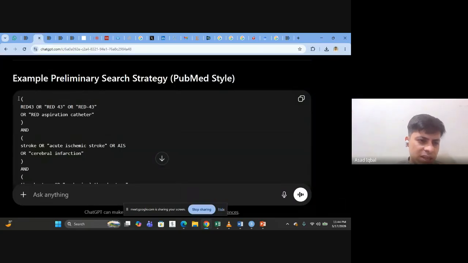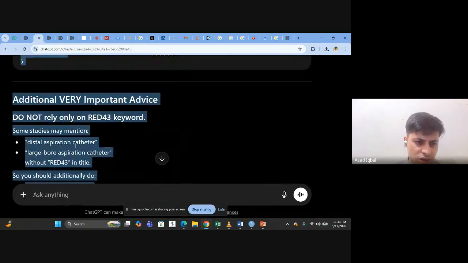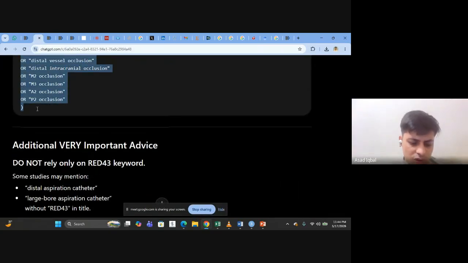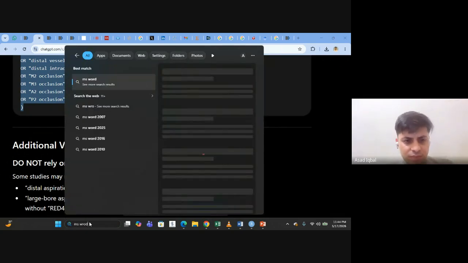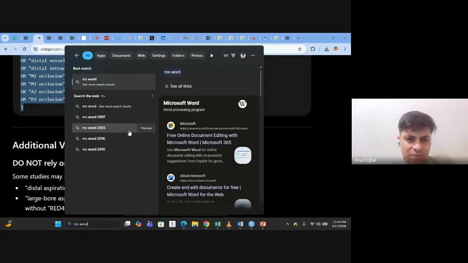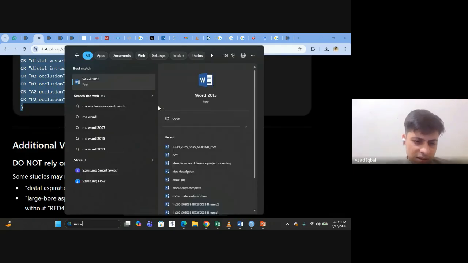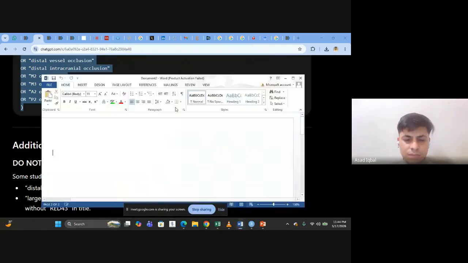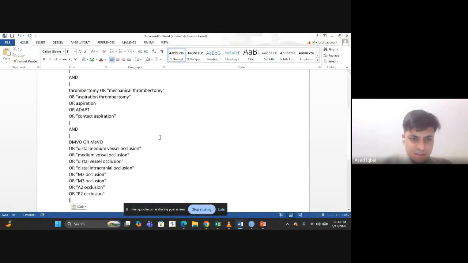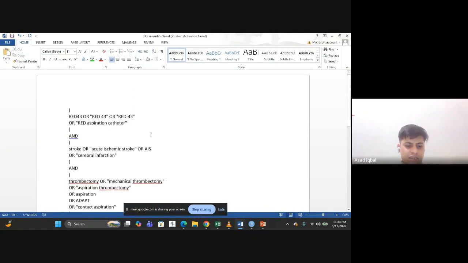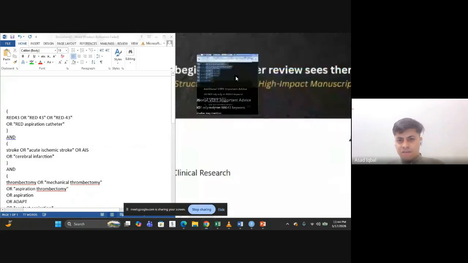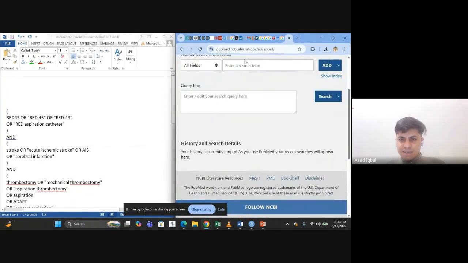First, let me copy this. Control C. Open an MS Word file and paste your search strategy here. Now make it half. Go to top mid. Now it's here. Give me a moment.